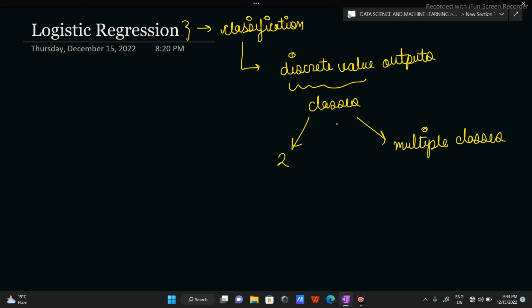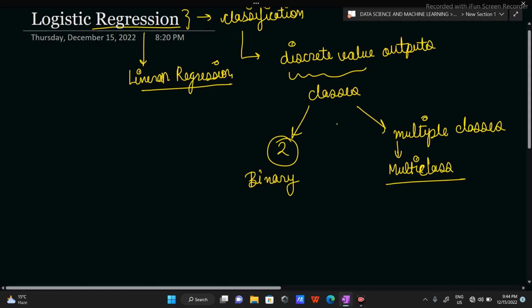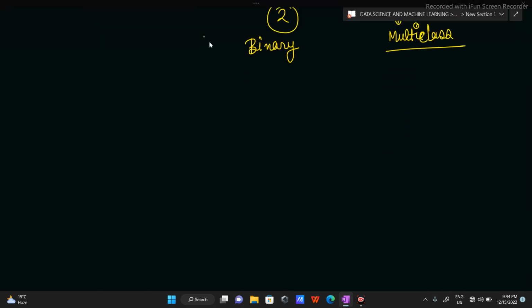It is called logistic regression because it uses linear regression behind the scenes. But I'll talk about that too. So if you have two output classes, we'll say it is a binary classification problem. And if we have multiple classes, we'll say it is a multi-class classification problem.